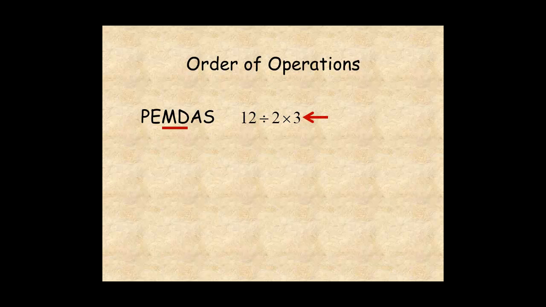12 divided by 2 is 6. Then 6 times 3 is 18. If it was necessary to perform the multiplication first, there would be parentheses around the product. Then 2 times 3 is 6, and 12 divided by 6 is 2.